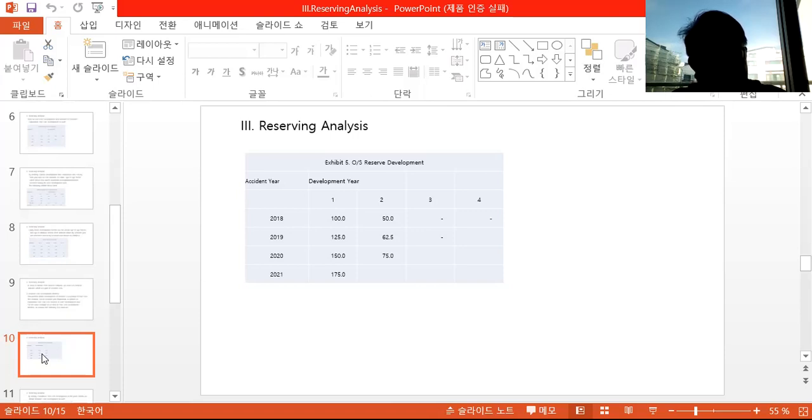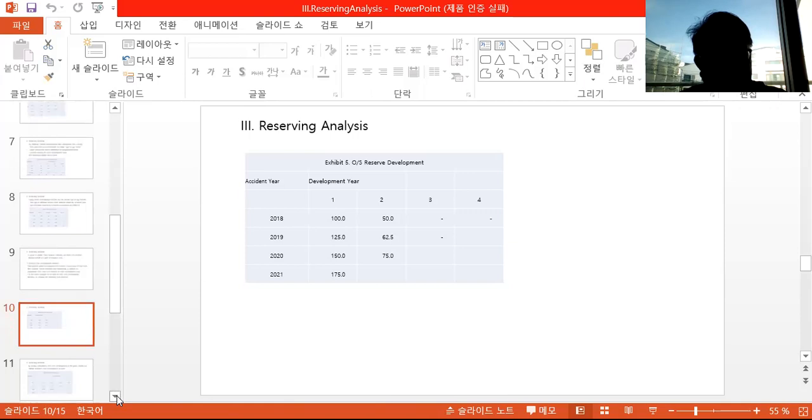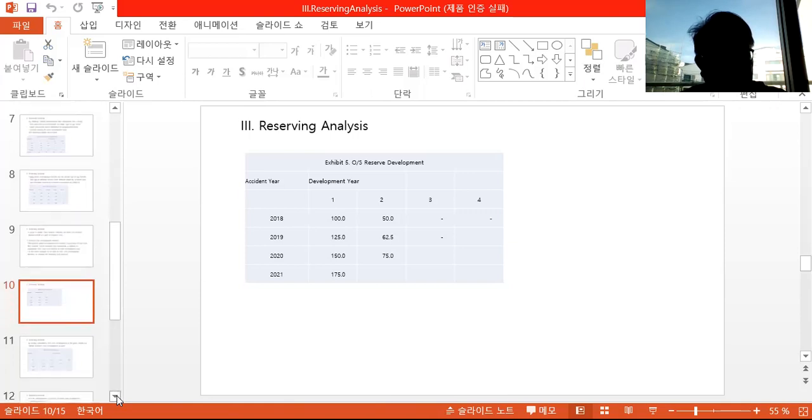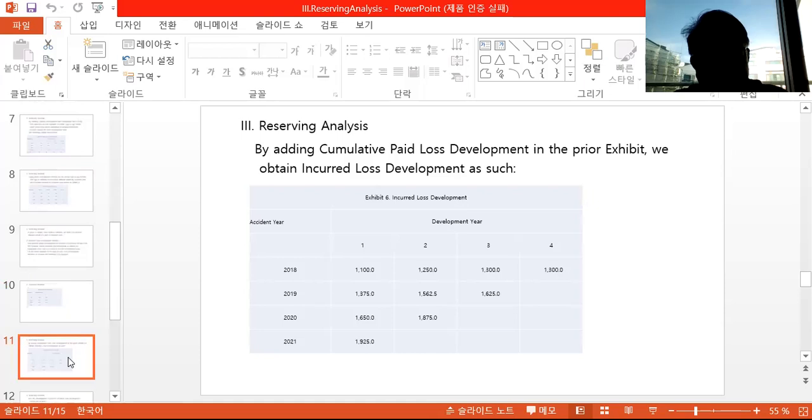Be careful that the outstanding reserve is what is called a stock concept, so you don't accumulate this data. To obtain the incurred loss, you just add the outstanding reserve plus the cumulative paid loss. Exhibit 6 shows that those amounts are the incurred loss amounts in each accident year and development year.